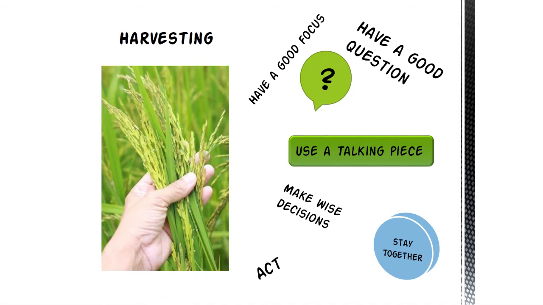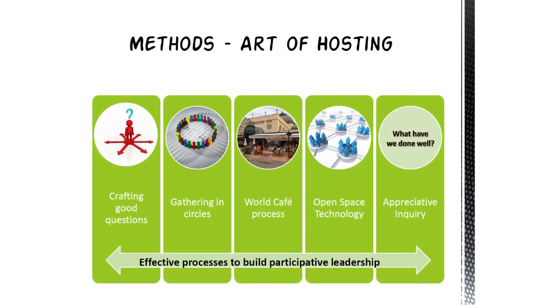Now, some of you might have been involved in different processes to gather information and to build ownership in change, but there's several different ones that Art of Hosting use. One is around good questions, another is around gathering in circles, World Cafe processes, open space technology, and appreciative inquiry. I have included in the workbook some descriptions of these that you can use, and also there's a very good activity that has both a history trip and appreciative inquiry process combined that you could use.